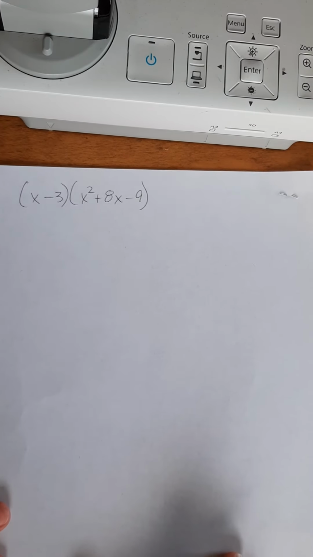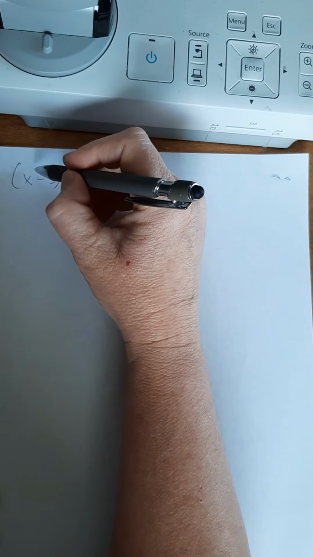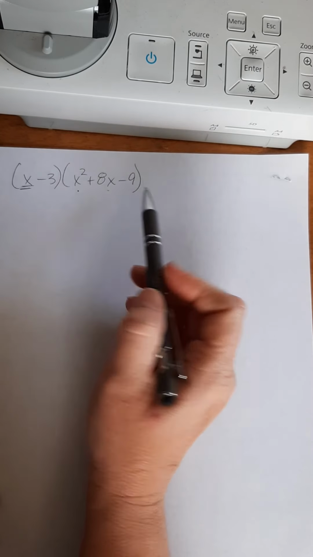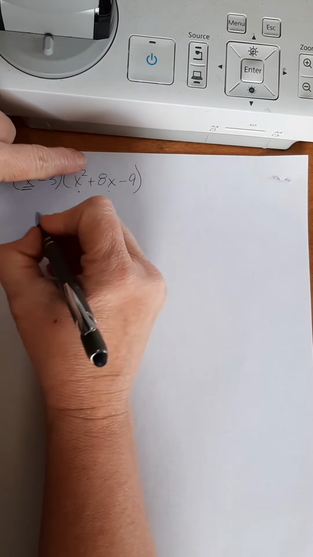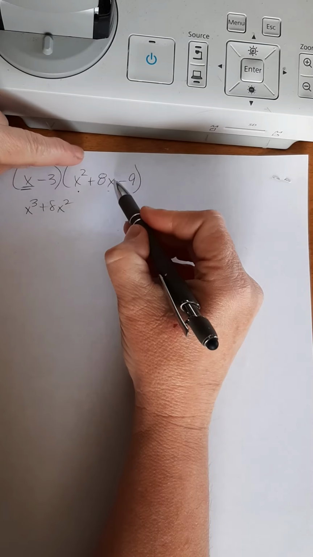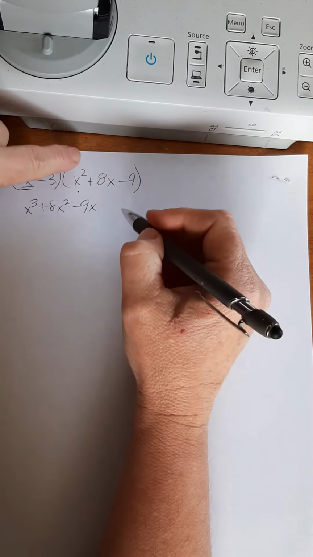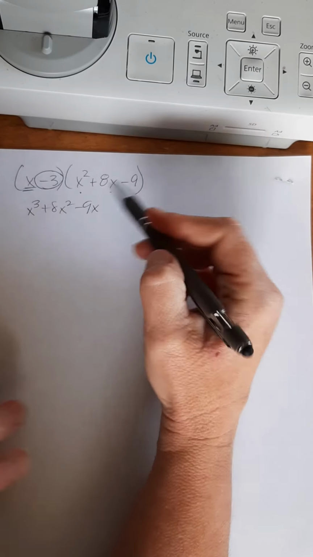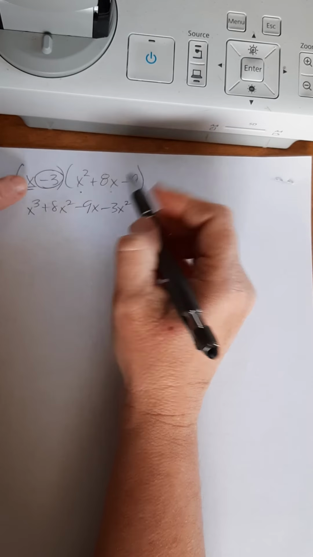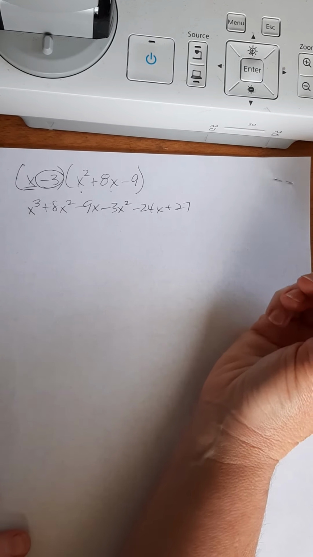Let's say I give you this, so we get to fancy form. All you have to do, basically, you're going to distribute the x to everything inside. So that'll give you x cubed plus 8x squared minus 9x. Now we're going to distribute the negative 3 to everything. Negative 3x squared minus 24x plus 27.